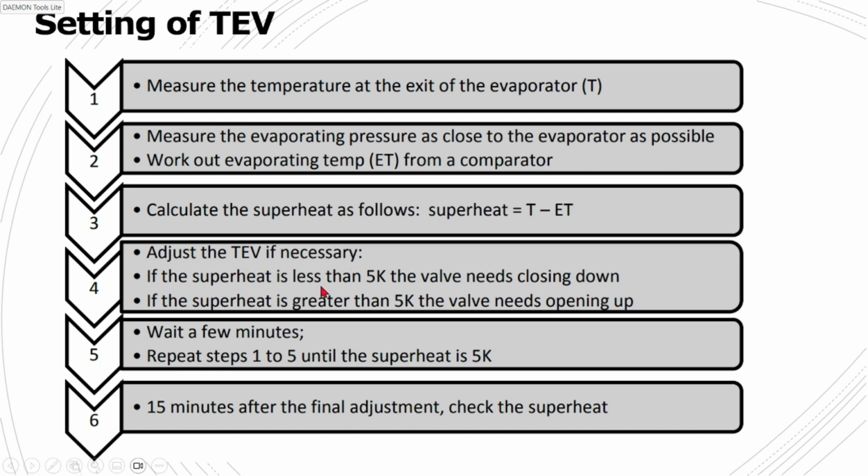If the superheat is less than 5 K, the valve needs to be closed down. If the superheat is greater than 5 K, then the valve needs to be opened up. Wait a few minutes and repeat steps 1 to 5 until the superheat is 5 K, 15 minutes after the final adjustment that we carry out. So this is the correct procedure for setting an expansion valve. Right.